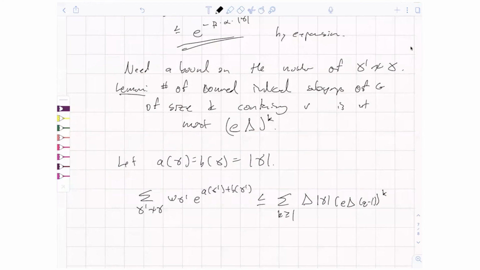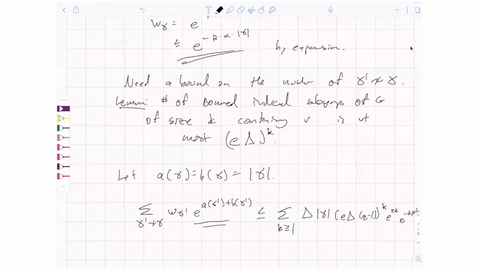And then we have this e to the 2K for the e to the a of gamma plus b of gamma. And then we have the weight function, which is at most e to the minus alpha beta K. Right? And that's from this bound here.